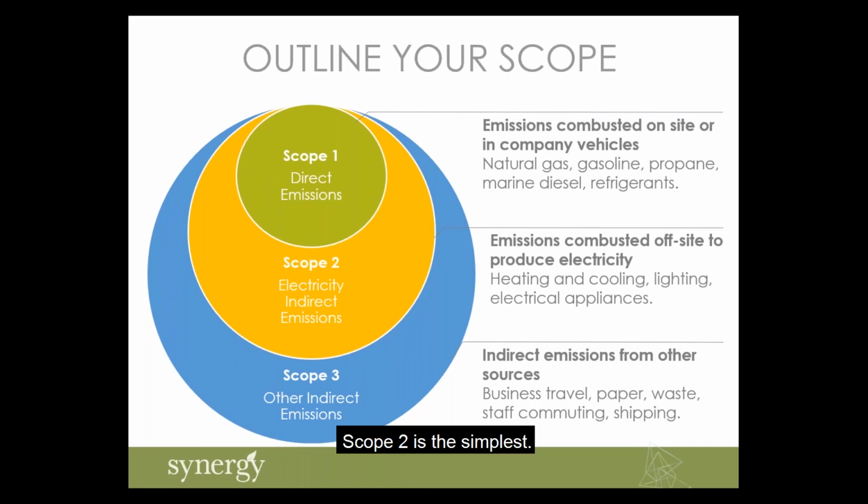Scope 2 is the simplest. This is your electricity use. Some organizations may have 2 or more meters. All you need to do is ensure that all are included.